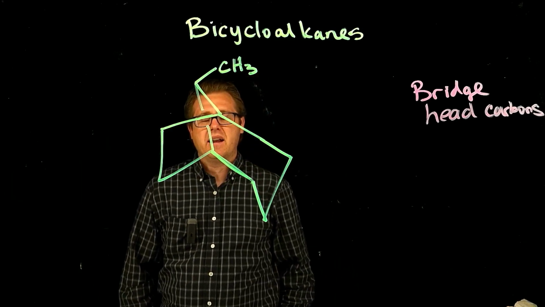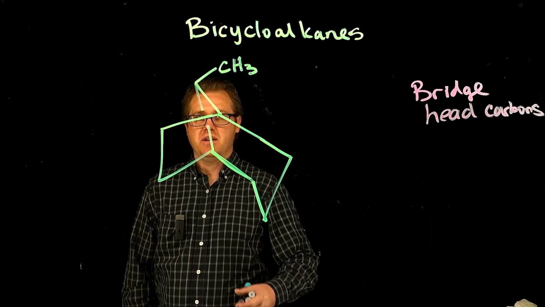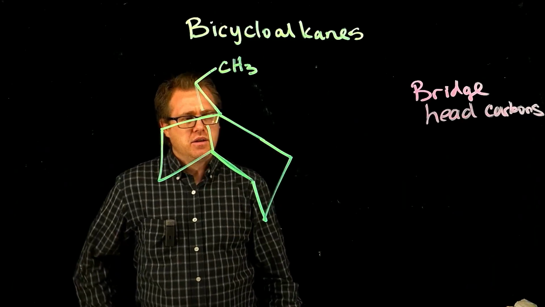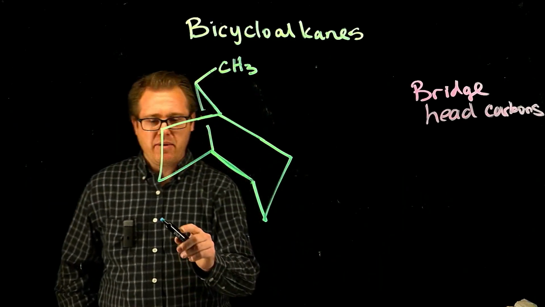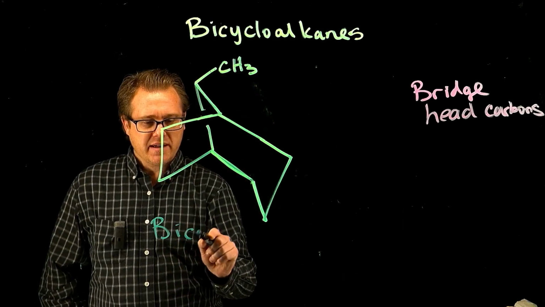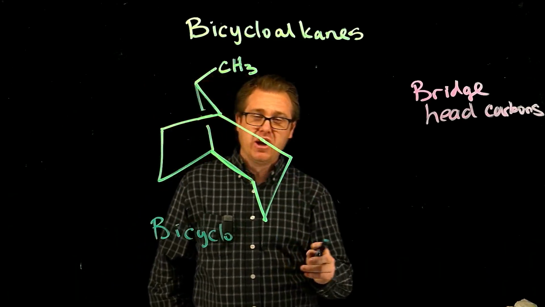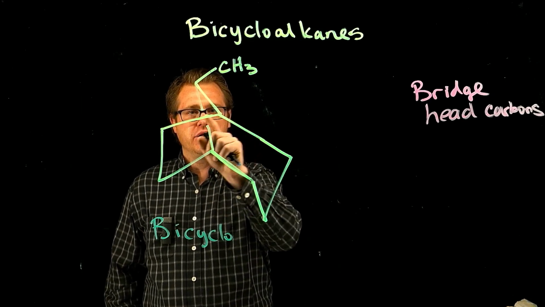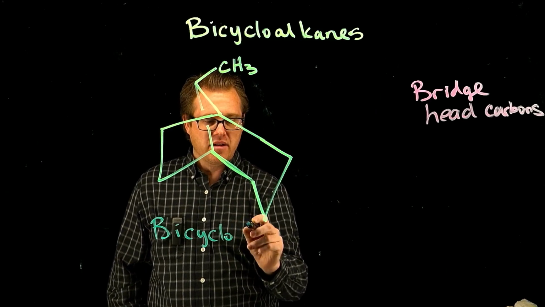Now let's take a look at a bicycloalkane that has substituents on it. And here we have 1 methyl substituent. So the way I like to name these molecules, I understand that we have a bicyclo. How many carbons are in the ring? And I count 1, 2, 3, 4, 5, 6, 7, 8. So that's a bicyclooctane.